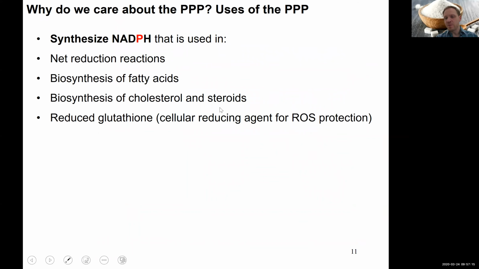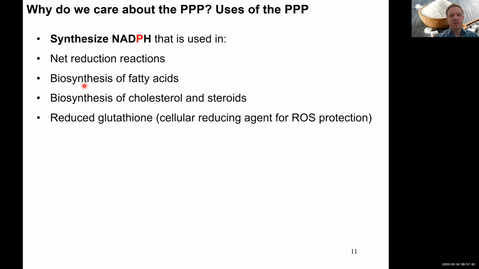What are some other uses of the PPP? It's not just protection against ROS, it also is the major pathway for the production of NADPH. We had talked a lot about NADH. This is its cousin here that has an extra phosphoryl group. We'll look at the structure in just a little bit. This is a really important electron carrier. It's used in a whole number of reduction reactions, as we will see throughout the quarter.